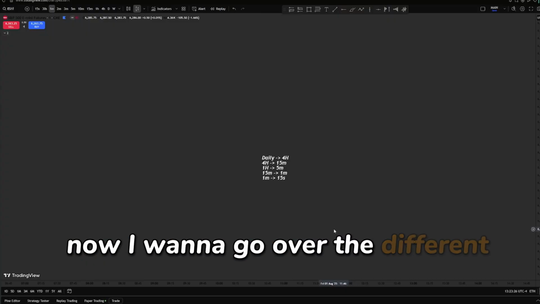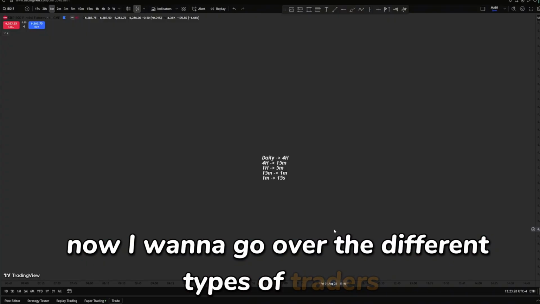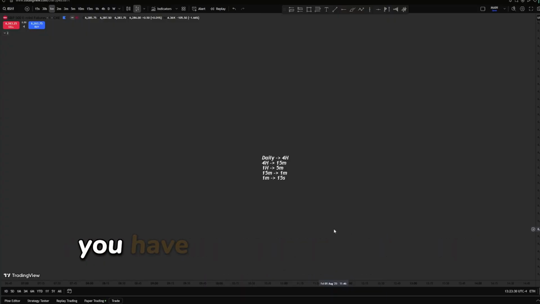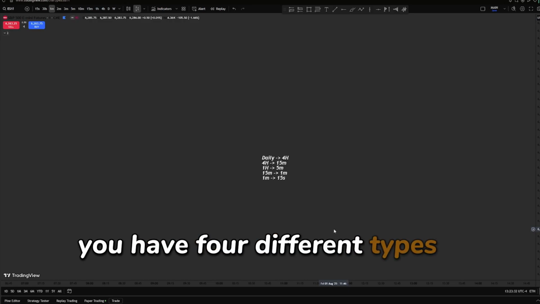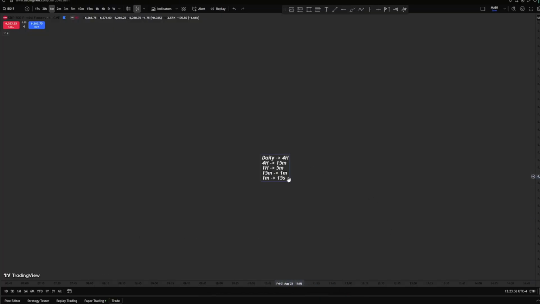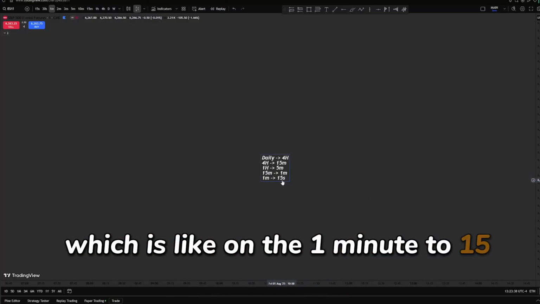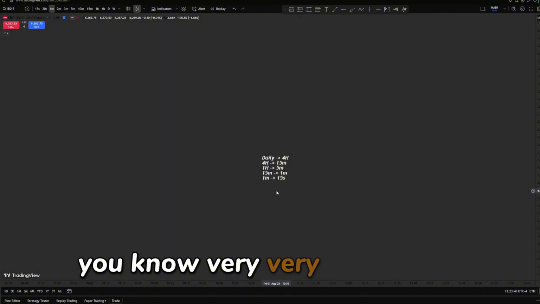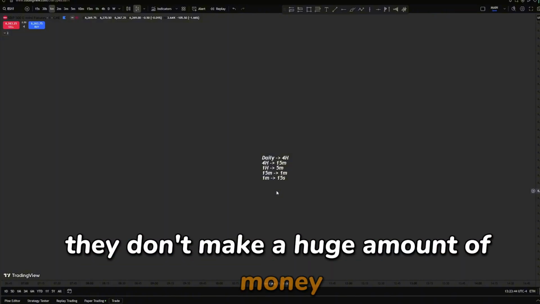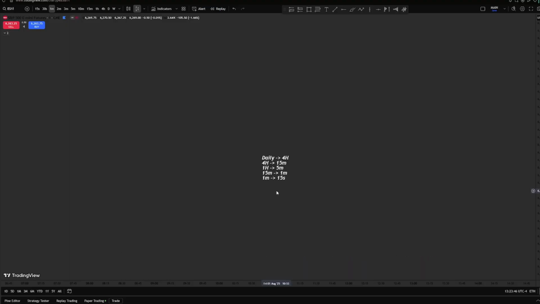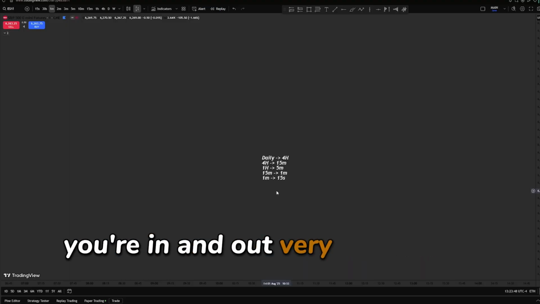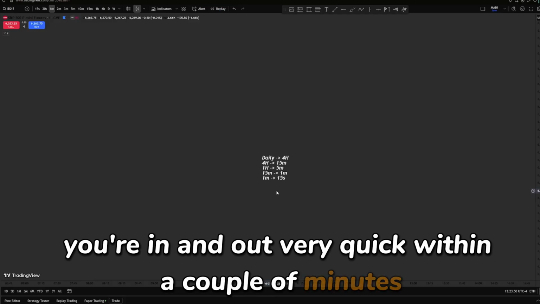Now I want to go over the different types of traders. You have 4 different types of trading. You have scalp trading, which is like on the 1 minute to 15 second, very, very short trades. They don't make a huge amount of money, but you make lots of them. You're in and out very quick, within a couple of minutes.